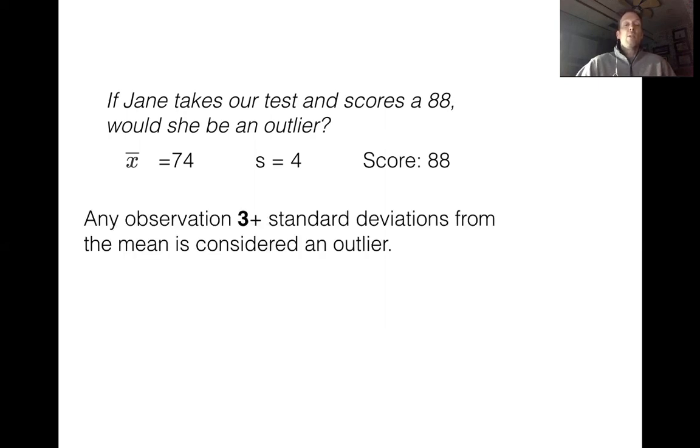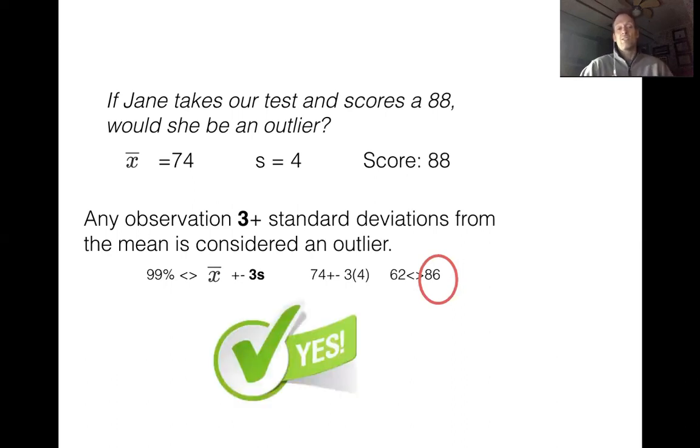So if we're going to put together what we know, we found out that if you're an observation 3 standard deviations away from the mean, we consider you an outlier. So 99% equates with 3 standard deviations, and when we were researching, we found out that if you score between 62 and 86 on that test, that's going to put you in the 99% range. So all we have to do to classify Jane as an outlier is show that she's exceeding the score of 86. Now, does she exceed 86? Well, she has an 88, so yes, she is considered to be an outlier.